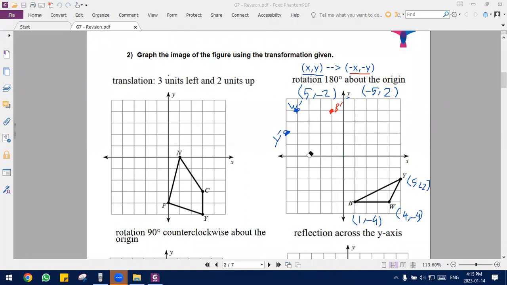Now we match them. So always, in order to draw, I need to know the mapping notation. So when we have rotation 180 degrees, the mapping notation is x, y will be -x, minus y. Now we match the points with a straight line. And this is the rotation 180 degrees for the triangle BWY. So please, you should memorize the mapping notation here.